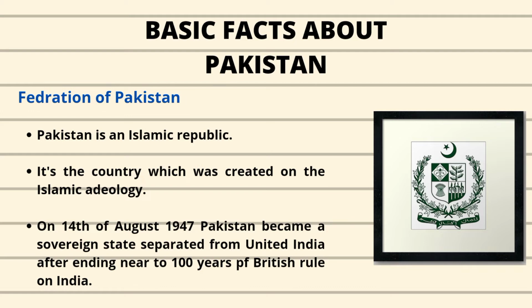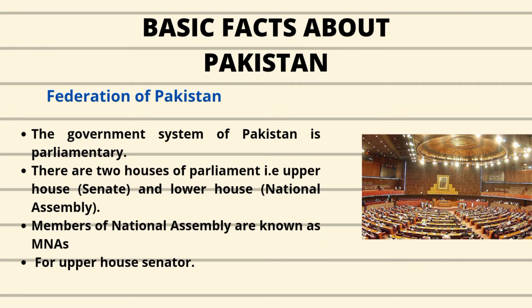First of all, the Federation of Pakistan. The government system of Pakistan is parliamentary. There are two houses of parliament. The upper house we call the Senate, and the lower house we call the National Assembly. These two houses are elected by the people of Pakistan, some directly, some indirectly. The members of the National Assembly are known as MNAs, the full form being Member of National Assembly. For the upper house, the members are called senators.